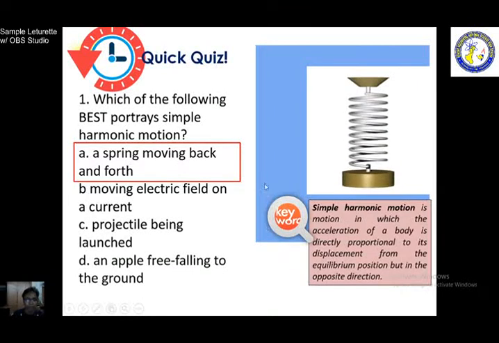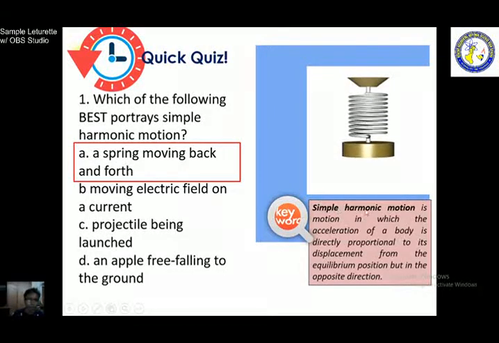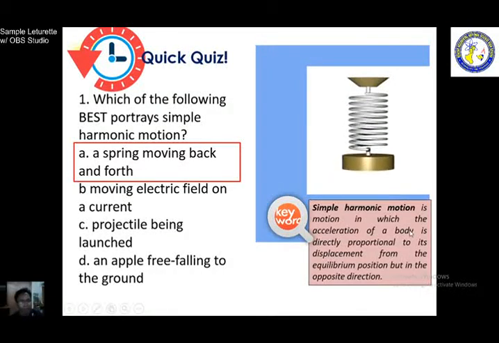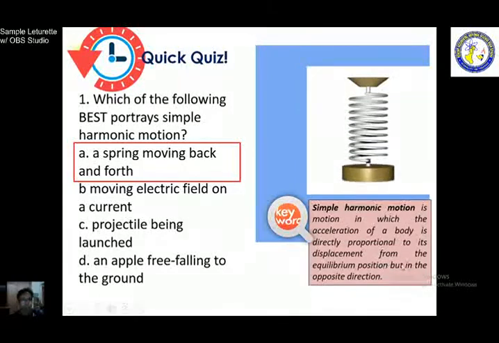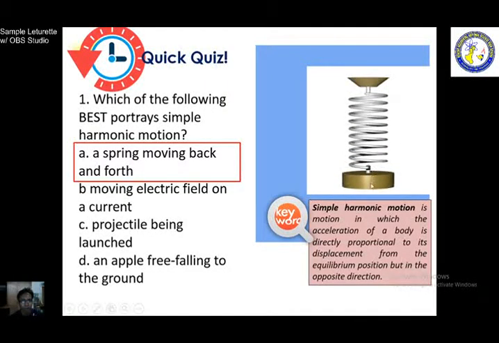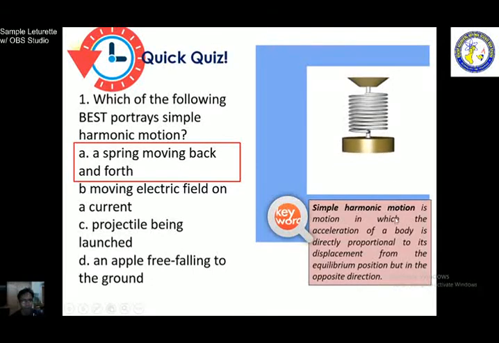Because you have here our first keyword: simple harmonic motion is a motion in which the acceleration of a body is directly proportional to its displacement from the equilibrium position, but in the opposite direction. So when the spring is moving in this direction, the force is moving in that direction. So it is in the opposite direction.